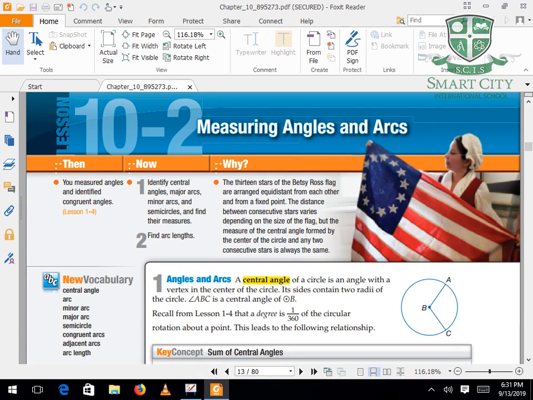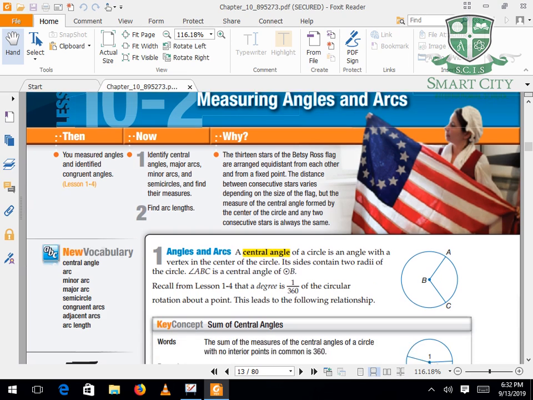Good morning, grade 10. Last lesson, we spoke about the circle in chapter 10, lesson 1, and all of its terms inside the circle, like the radius and the diameter and the chord. In this lesson, we'll continue circles, lesson 2, chapter 10, measuring angles and arcs.